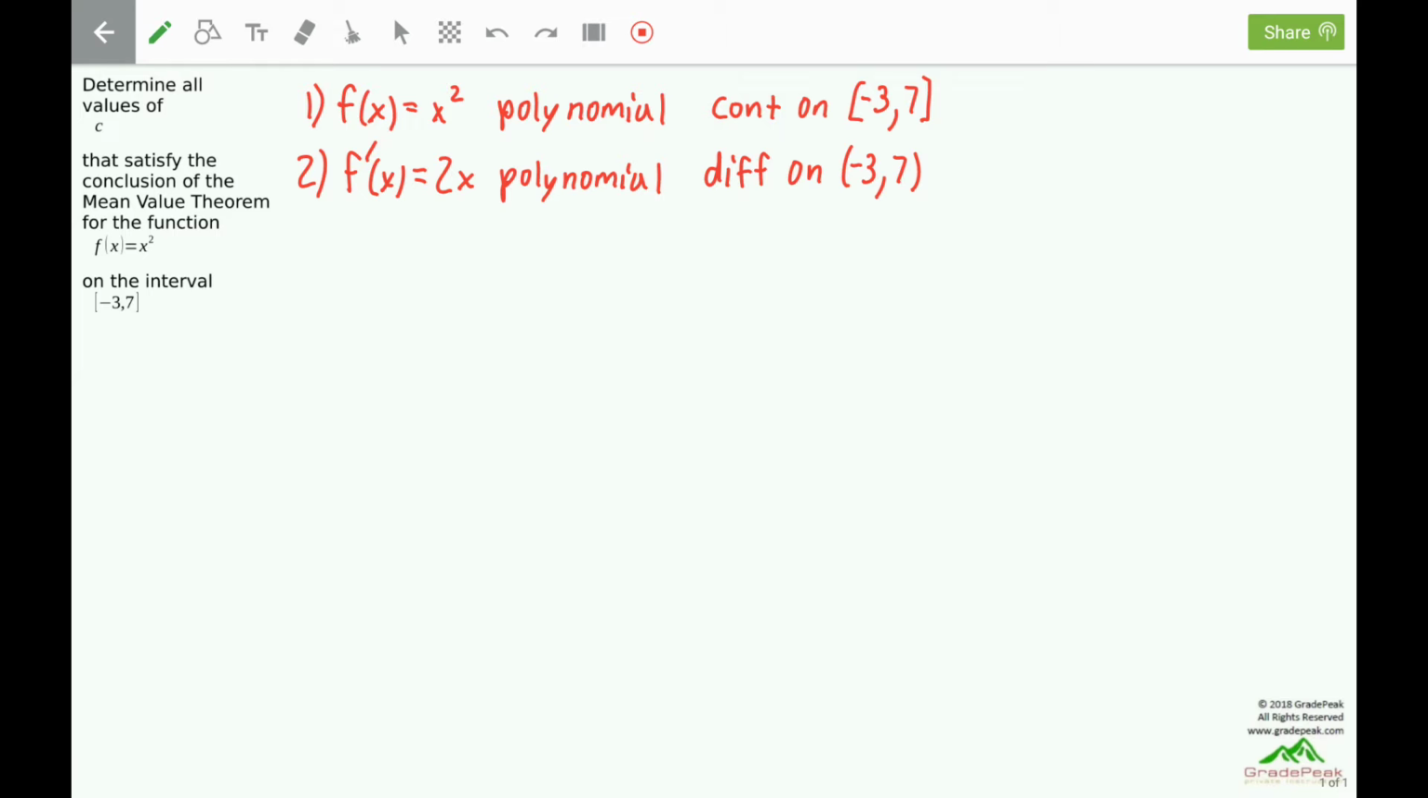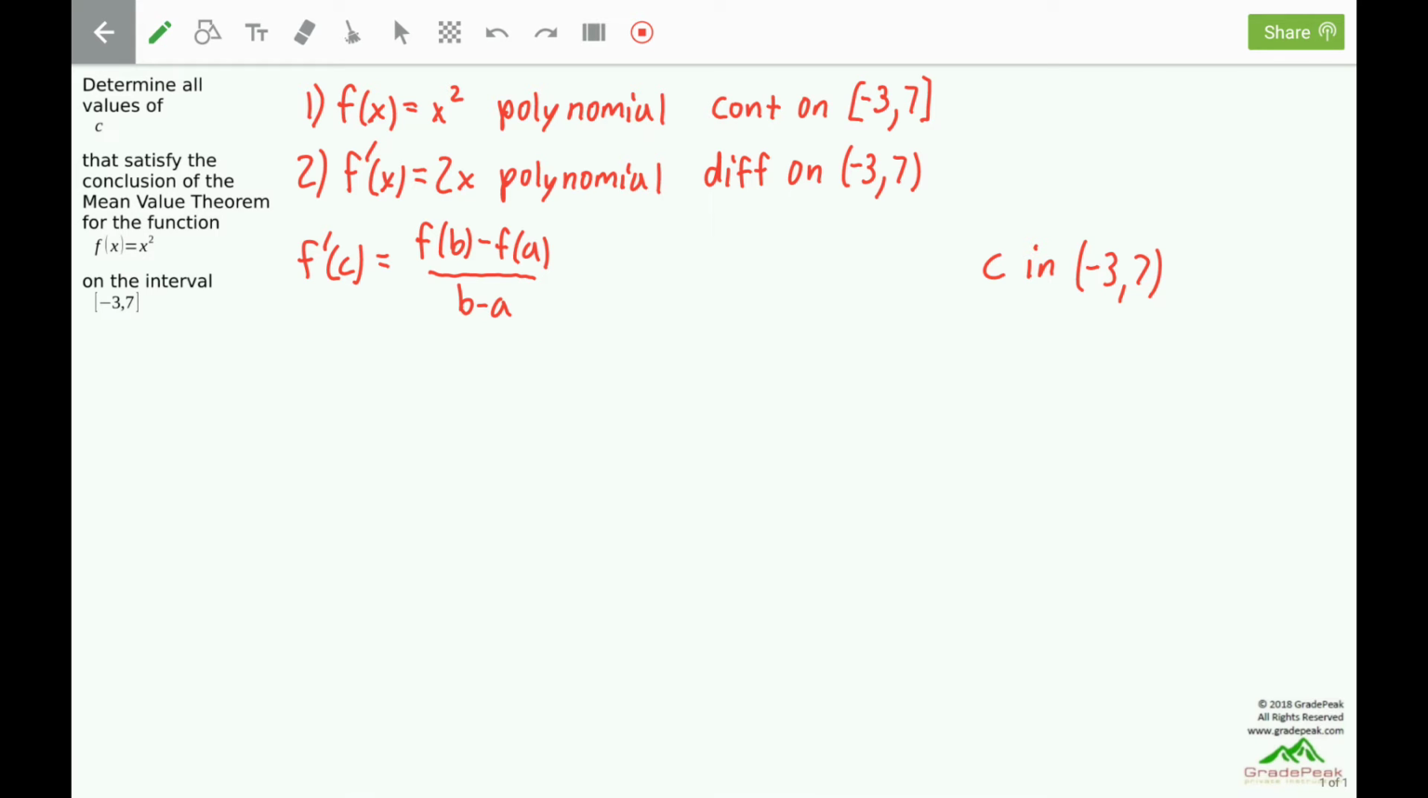Condition 2 is met. Since both conditions are met, the conclusion of the mean value theorem applies, which says that f prime of c, the slope of the tangent line, equals f of b minus f of a over b minus a, the slope of the secant line between the endpoints, for some c in the open interval -3 to 7. There will be at least one c that makes this true, perhaps more.